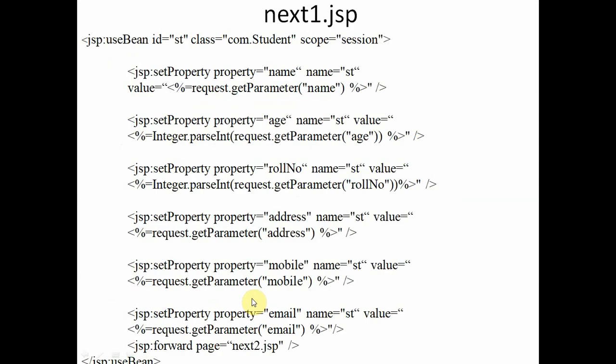But in this case we are not writing any function, we are just initializing the variable. So property set property, we are writing set property. In case of get function we will use get property. In the next program we will use get property. So here set, we will use set property. Property name will be different: name, age, property roll number, property address, property mobile, property email.